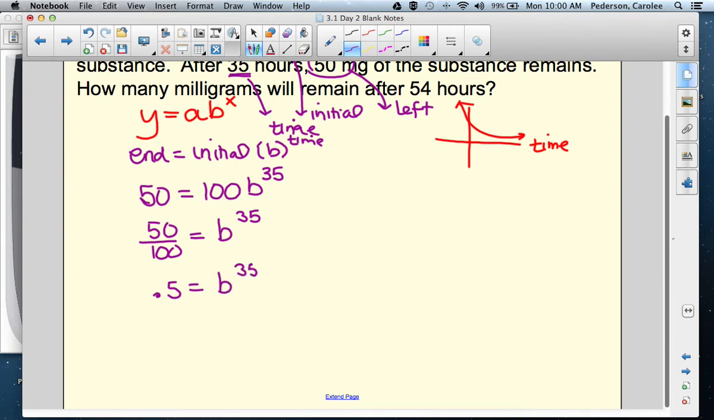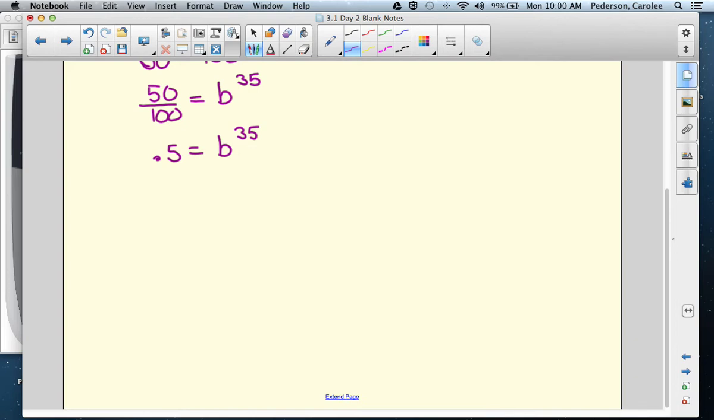And now we need to undo that 35th power. To undo a 35th power, this looks kind of crazy, but we're going to take the 35th root of both sides, because right now we have a power of 35.